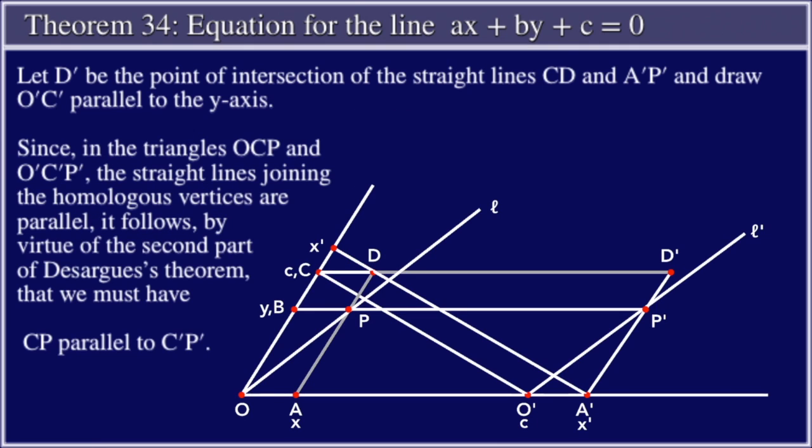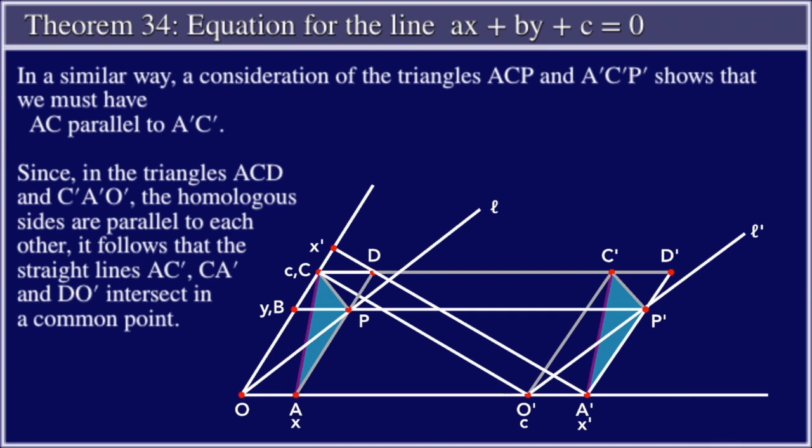Let D' be the point of intersection of the straight lines CD and A'P', and draw O'C' parallel to the y-axis. Since in the triangles OCP and O'C'P', the straight lines joining the homologous vertices are parallel, it follows, by virtue of the second part of Desargues' theorem, that we must have CP parallel to C'P'. In a similar way, a consideration of the triangles ACP and A'C'P' shows that we must have AC parallel to A'C'.